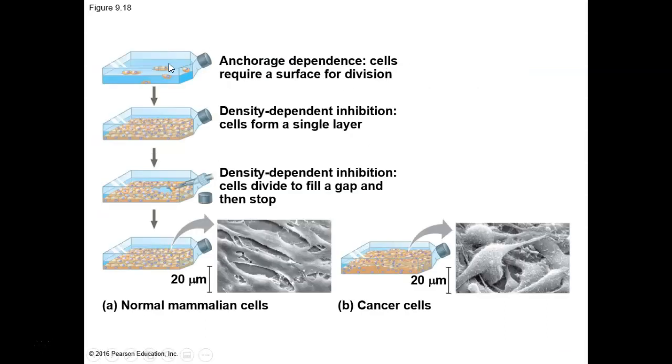So you can see anchorage dependence, they have to be growing on the surface. Density-dependent inhibition, they will form a nice flat layer and no more. If you cut a little hole in there, they will fill in that hole and then they'll stop growing. They will only grow to a certain density. Whereas cancer cells will grow all on top of each other. They don't have to be attached to the bottom surface. They will fill this entire dish up, even starving themselves of food, and ultimately killing the entire population. There's no coordination between growth and resources.